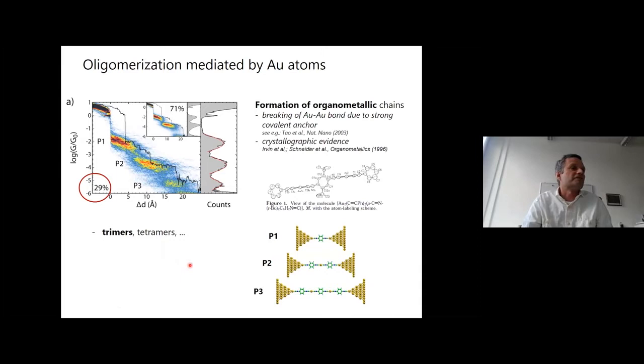And indeed, we noticed that in about 29% of the traces, we could observe a signature at a lower conductance that could correspond to the fact that we would have now three molecules in series. So then we talked to our favorite theorists to get help from them. Jaime Ferrer, that we just heard before. Hello, Jaime. Jaime helped us a lot on the theory, and we did some DFT and NEGF calculations to try to estimate this.